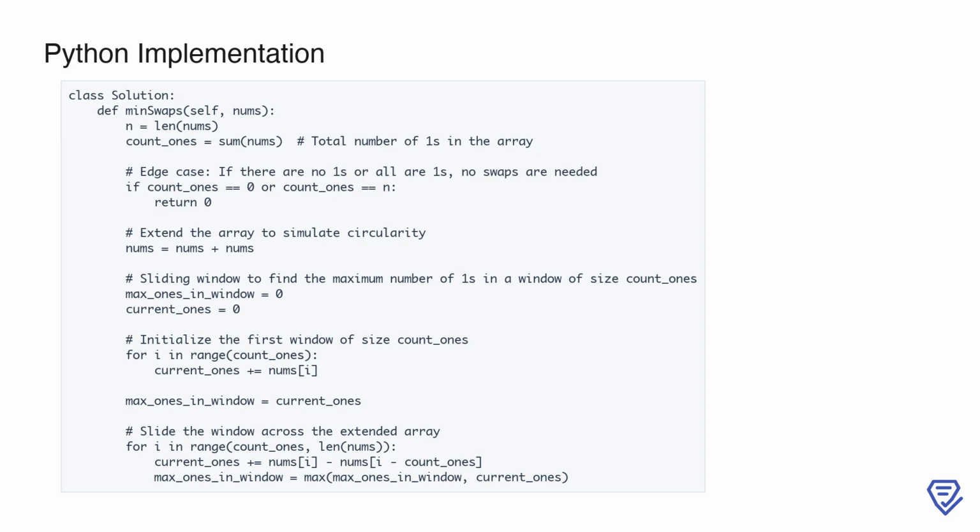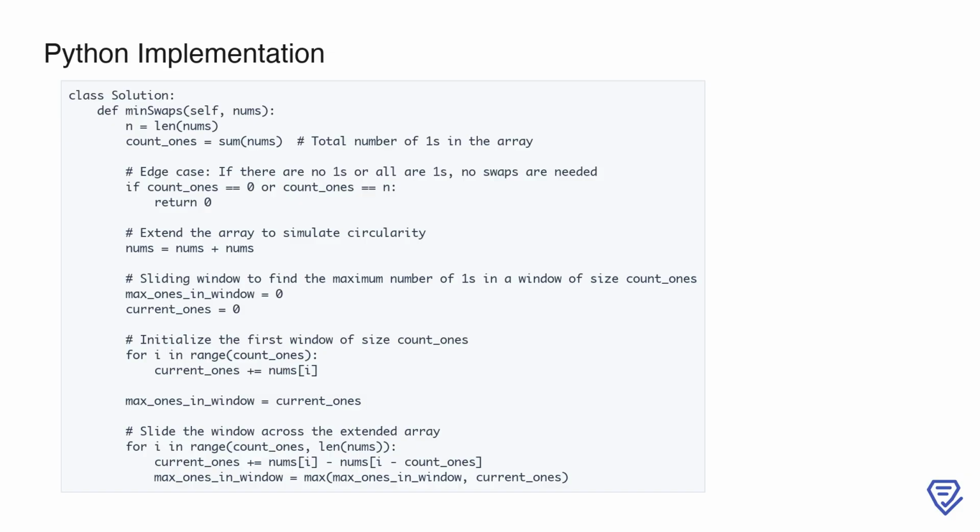Here, we begin by defining the function minSwaps within a class called Solution. The first step is to calculate the total number of ones in the input array nums using the sum function, which we store in the variable count_ones. This value represents the number of ones that we need to group together.